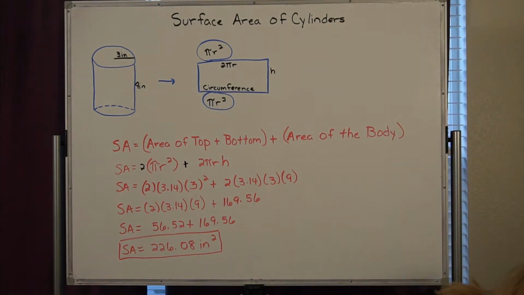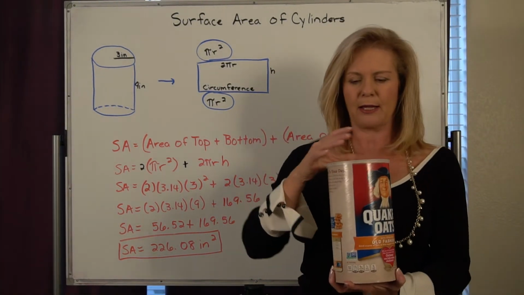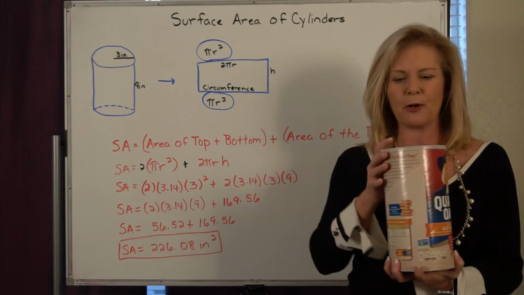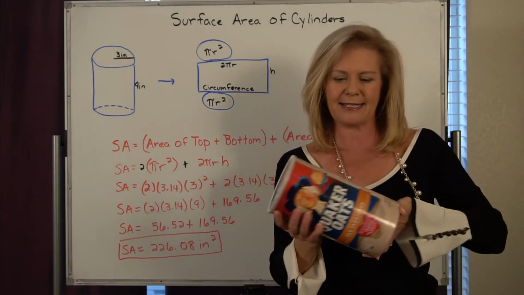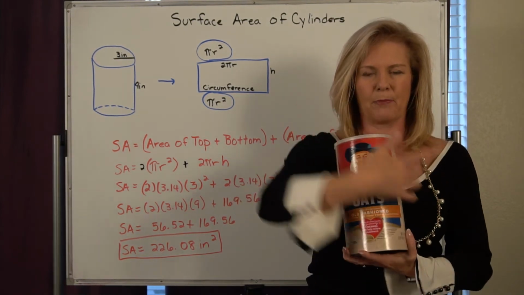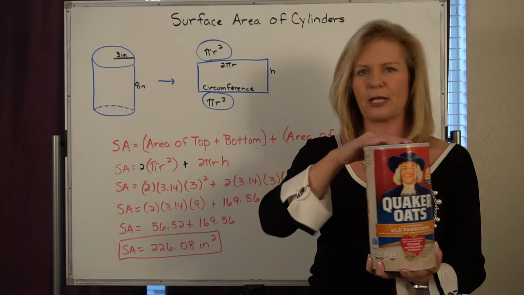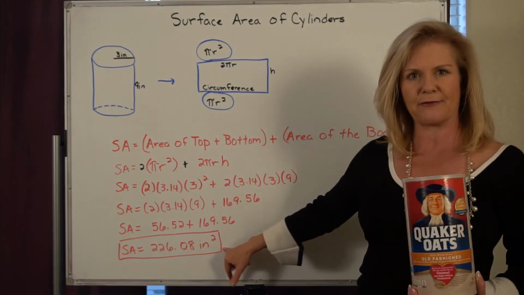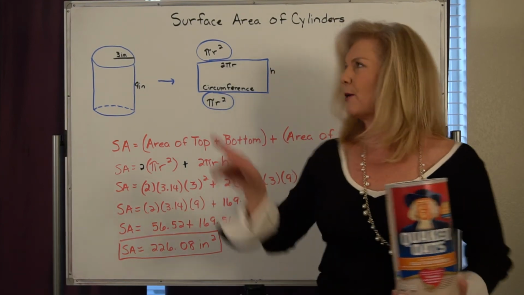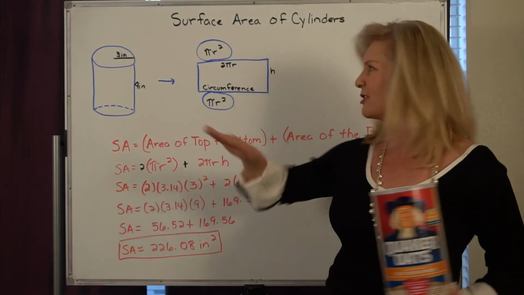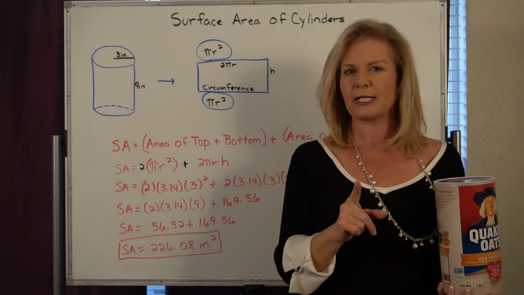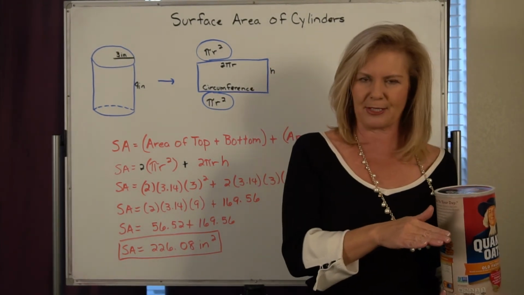So that would mean my Quaker Oats oatmeal would be 226.08 inches squared as its entire surface area. So the top, the bottom, plus the curved side will equal that surface area. So that's the only formula you need to think about when you're using cylinders, because the cylinders all have the same net. So cylinders are by far easier to solve than the prisms are.